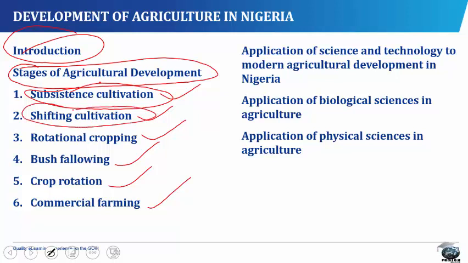Shifting cultivation. Shifting cultivation is a system of farming in which the farmer cultivates a piece of farmland for a period of 1 or 2 years and then leaves the land fallow for a period of 4 or 5 years or longer. The period of fallow usually varies from place to place depending on the population of farmers and the availability of land in that area.